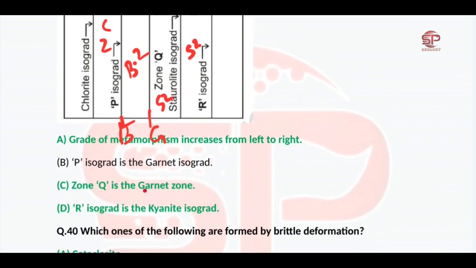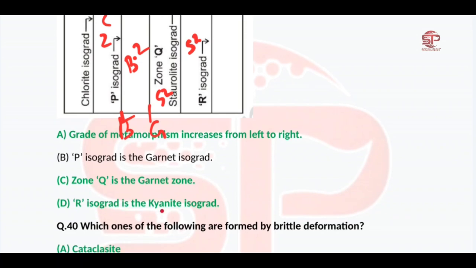Then zone Q. It is a garnet zone, obviously, because this is the chlorite isograd, this is the biotite isograd, this is the garnet isograd. So after the garnet isograd, you will find the garnet zone. Then R isograd is the kyanite isograd, because this is the staurolite isograd, then this is the staurolite zone, then this isograd will be the kyanite isograd, then this will be the kyanite zone. So R will be the kyanite isograd. So A, C and D will be correct.